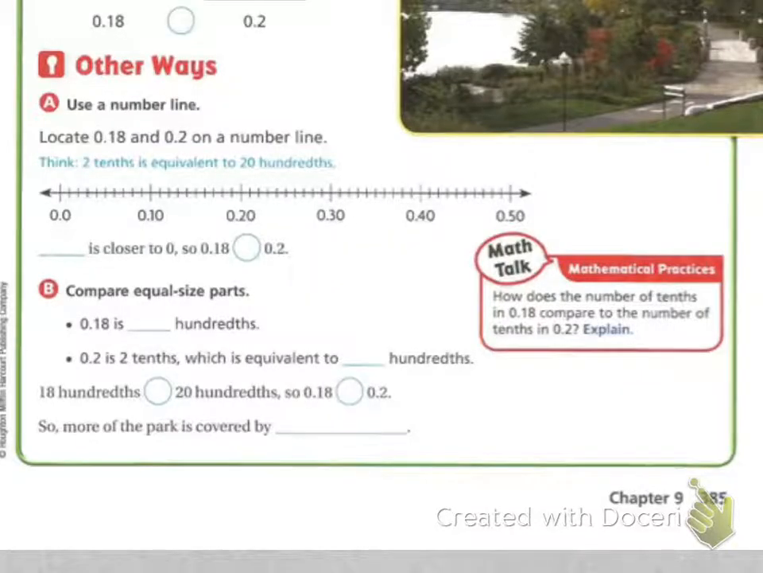Okay, down at the bottom half of the page, we're going to use a number line, and it says locate 18 hundredths and 20 hundredths on a number line. Well, lucky for us, this number is already right there. Sorry, a little bit of technical issues here. There we go. Got it.